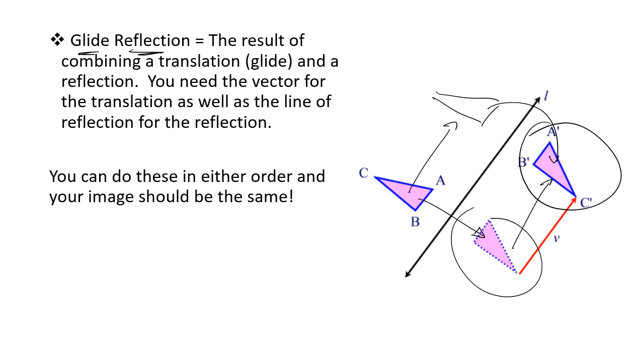In order to do a glide reflection, you need all the things that you need for the two individual parts. So in order to do the glide, you need the vector. I need to know how I'm moving this shape. And then in order to do the reflection, I need the line of reflection as well. And so I need all the parts that I would need to do these two things sort of individually.